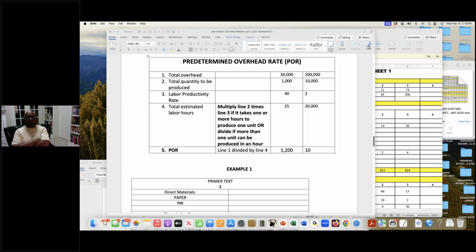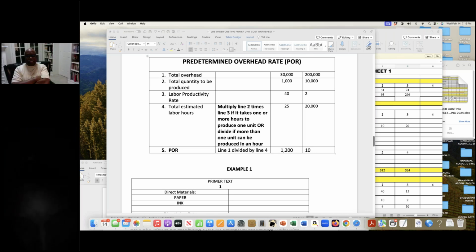So now you can go ahead, when you work through those, calculate the POR. So you'll be explaining to me all 3 of those items: the unit cost, what's the selling price, and what's the POR. Any questions?